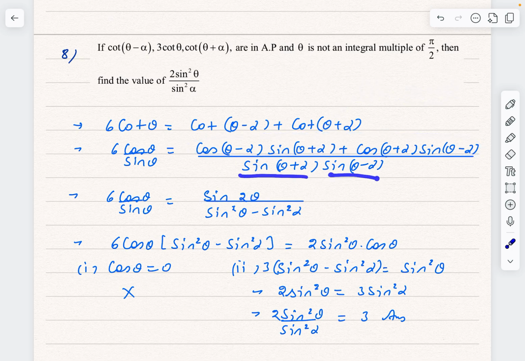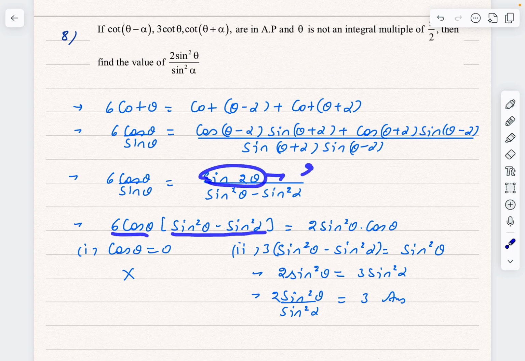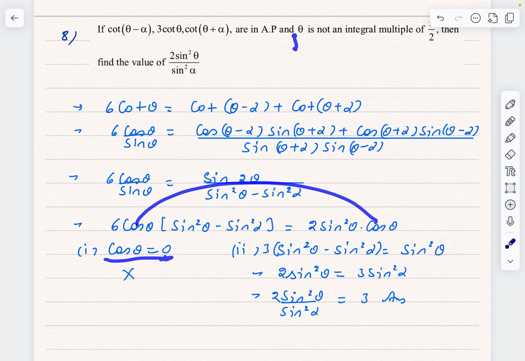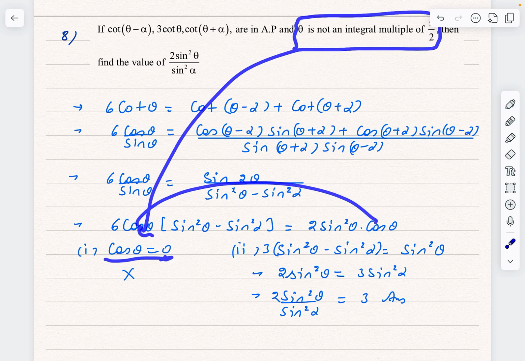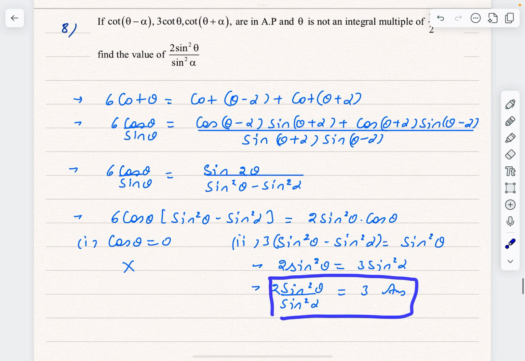Here sin(A plus B) sin(A minus B) will be sin square A minus sin square B. And when you cross multiply, you get 6 cos theta (sin square theta minus sin square alpha). Sin 2 theta we can expand to 2 sin theta cos theta. So you get 2 sin square theta cos theta. Now cos theta is a common term. One case will be cos theta equal to 0. But they have said theta is not an integral multiple of pi by 2, and cos theta will be 0 at odd multiples of pi by 2 only. So this is not possible. So cancel it out, and 2 we cancel out, we get 3 sin square theta minus sin square alpha equal to sin square theta, which upon simplification will be 2 sin square theta equal to 3 sin square alpha. So 2 sin square theta by sin square alpha will be 3. So the answer will be 3 here.